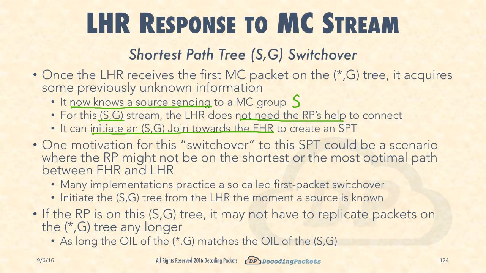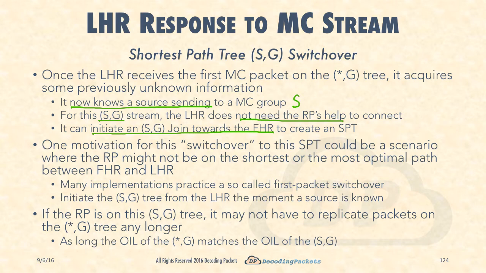So what are the motivations for this, right? Why do this in the first place when we went through so much pain setting up an RP, setting up the FHR, setting up all of these other mechanisms? Why perform the switchover now when we are really receiving the packets down the star comma G tree? And that's a valid question.